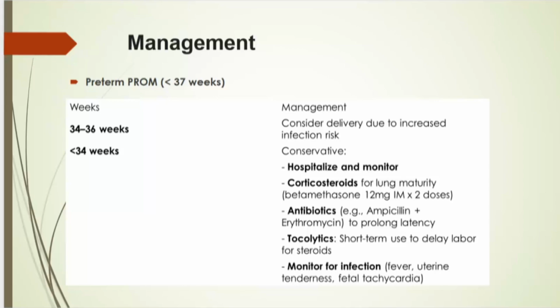Next is antibiotics. The mother can get antibiotics like ampicillin plus erythromycin to prolong the latency. Tocolytics also can be administered for the short term, which delays the labor for steroid. Next, we have to monitor for any sign of infection such as fever, uterine tenderness, fetal tachycardia, etc. So these are the management that can be performed if it is less than 37 weeks of gestation.